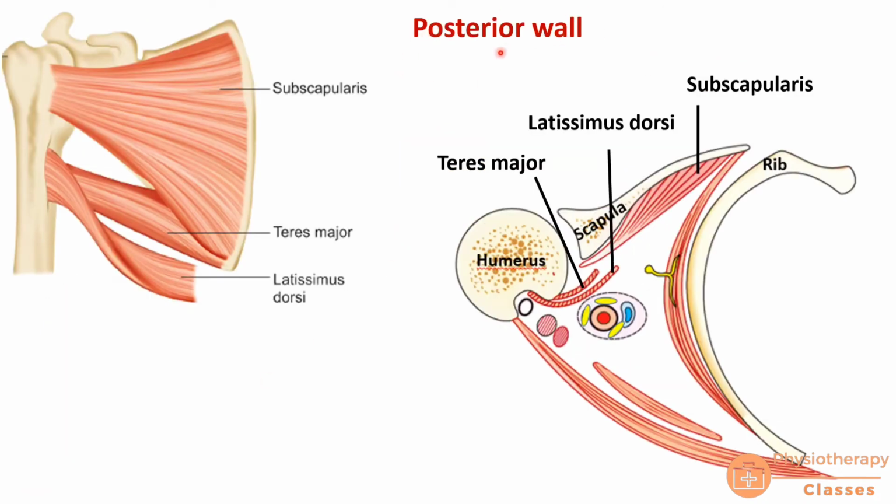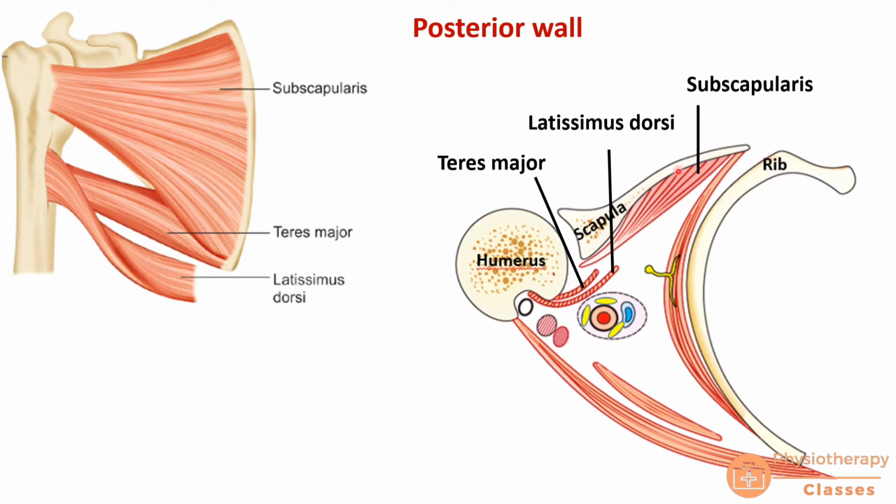Coming to the posterior wall. Again, put your hand, if it is possible, or you can remember the scapular region. That way you can remember. So the posterior wall will be formed, we can see here, by these structures from above downwards: subscapularis, teres major muscle, and the latissimus dorsi muscle. So this again is simple to remember. For the posterior wall, you remember the scapular region, and the muscles there: subscapularis, teres major, and latissimus dorsi.